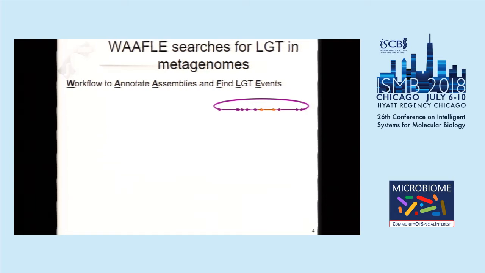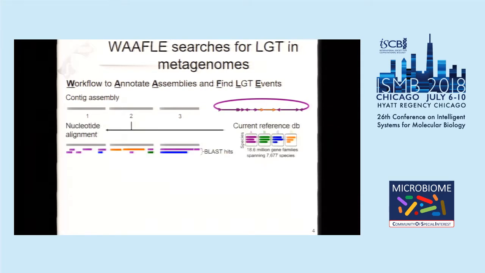So to do this, we generated a method, and it's called Waffle, which stands for Workflow to Annotate Assemblies and Find Lateral Gene Transfer Events. And the way it works is, I've drawn the genome from before on here, and if you shotgun sequence this and you get contigs, these contigs are fragments of that genome. And you don't know which tags are on there or what genes, so I'm taking away the colors and the arrows. But what we do first is a nucleotide alignment against a species pangenome database.